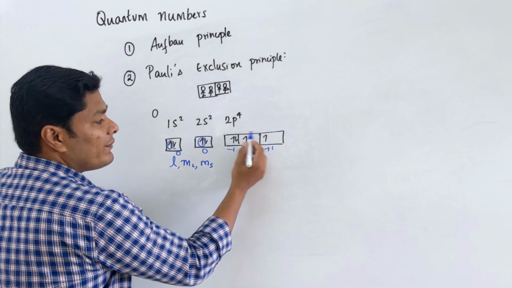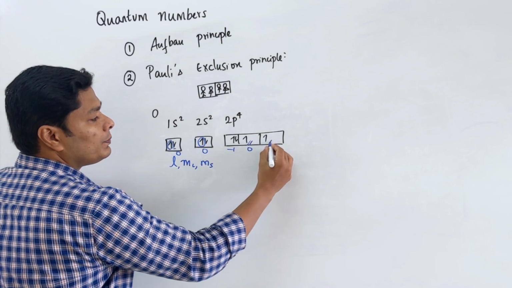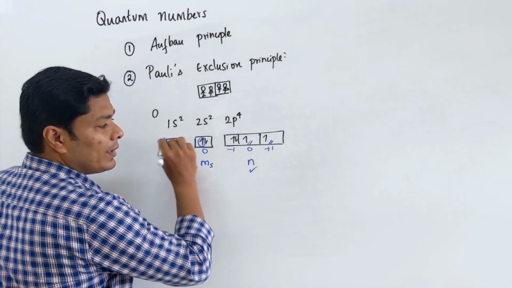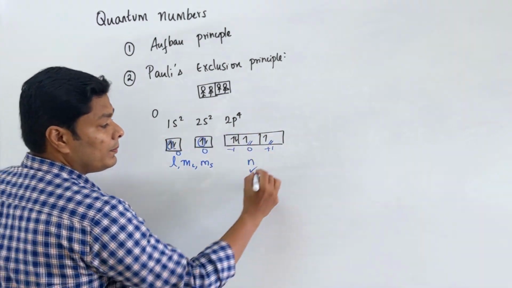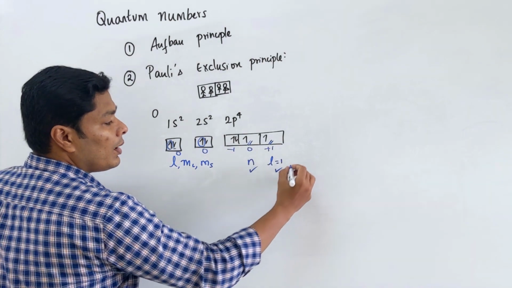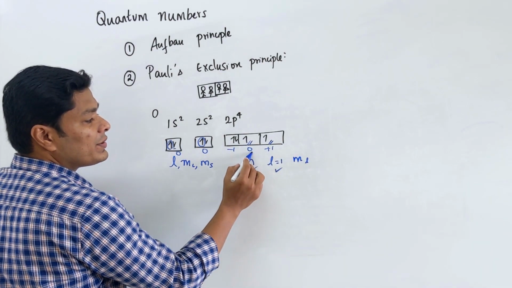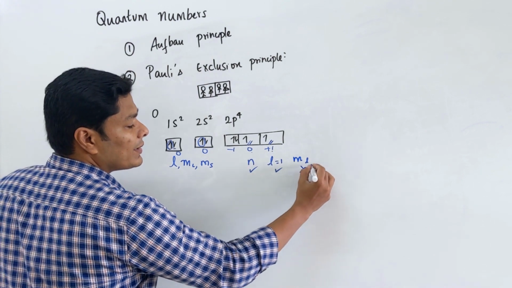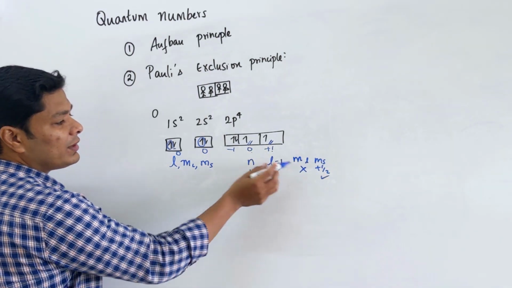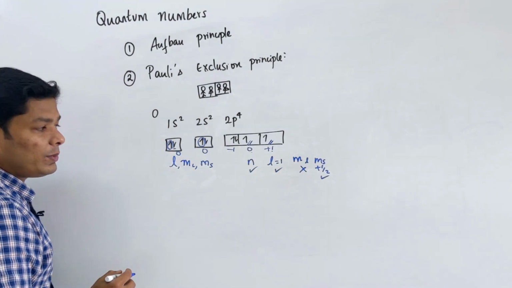Similarly, when I take any of these two here, what will be the same? These two, n value same, because they are in the same street. l value same because l equals 1. Now ml value, ml is 0, ml is plus 1. So they are not the same. ms value, they are both plus half. So same. So they have 3 of them same, but you cannot have all 4 same. That is your Pauli's exclusion principle.